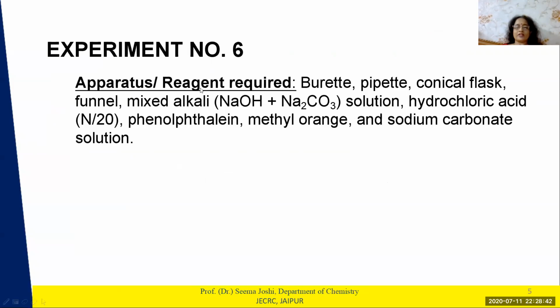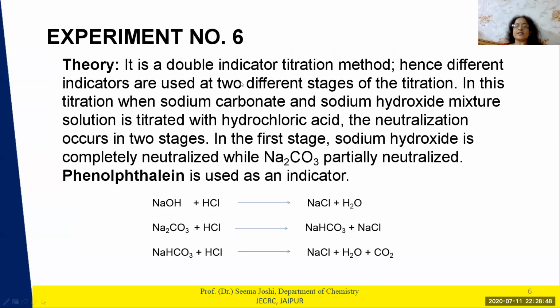These are the apparatus and reagents required for performing this experiment. It is a double indicator titration method, hence different indicators are used at two different stages of the titration. In this titration, when a sodium carbonate and sodium hydroxide mixture is titrated with HCl, the neutralization occurs in two stages.